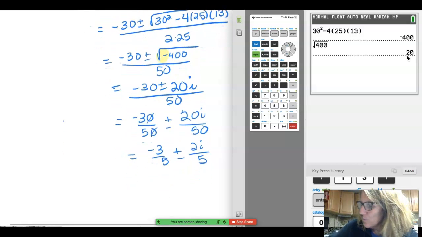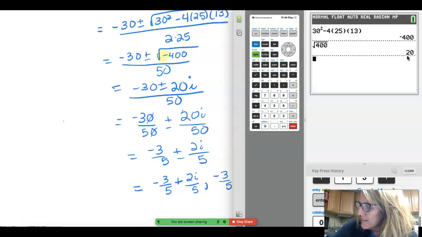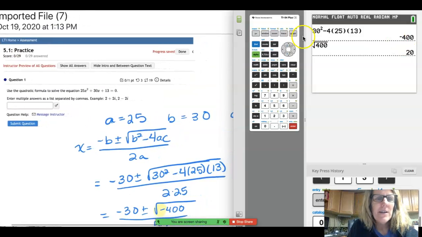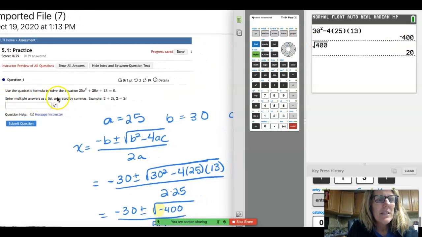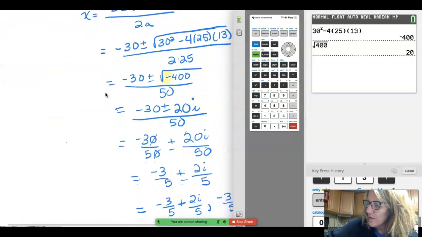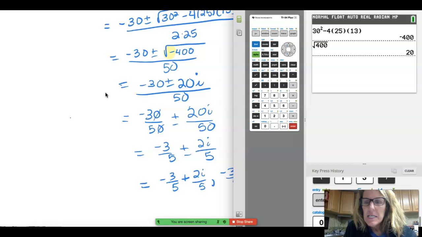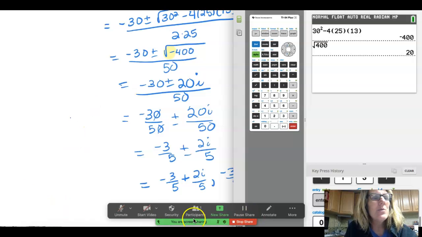Okay, so now the homework has told us if you have two answers, you have to write it as two separate answers. So we have negative 3/5 plus 2i over 5 first, and then use a comma, and then negative 3/5 minus 2i over 5. If you see back up here, it shows enter multiple answers as a list separated by commas. I know your problem will have different numbers, but that is what this one looks like.